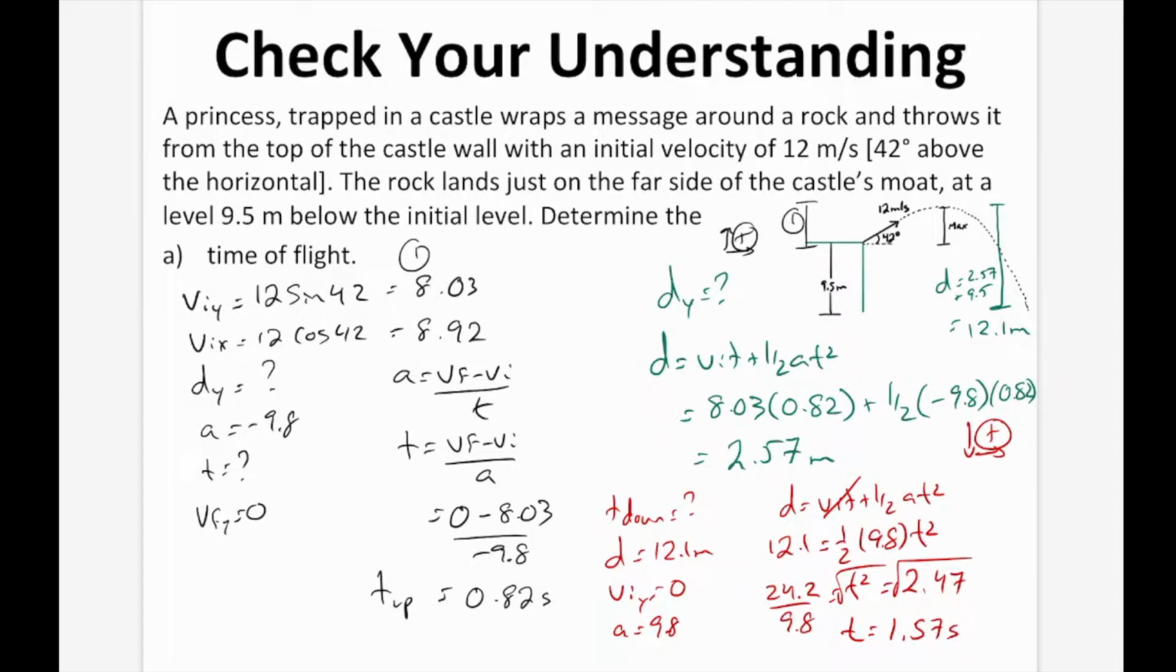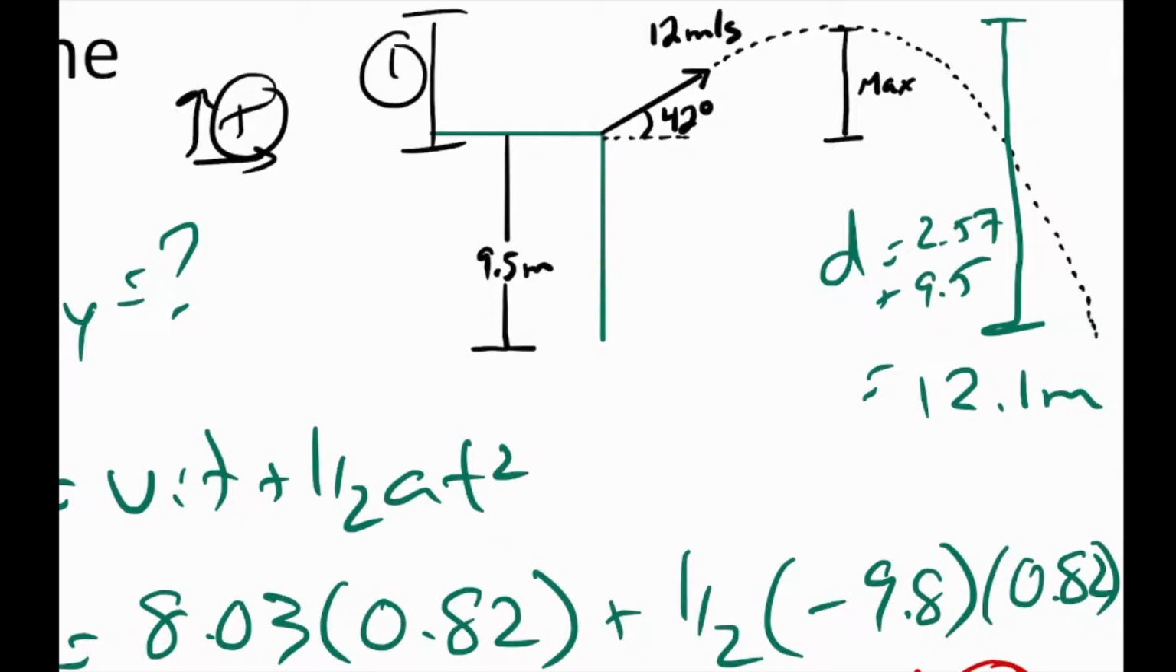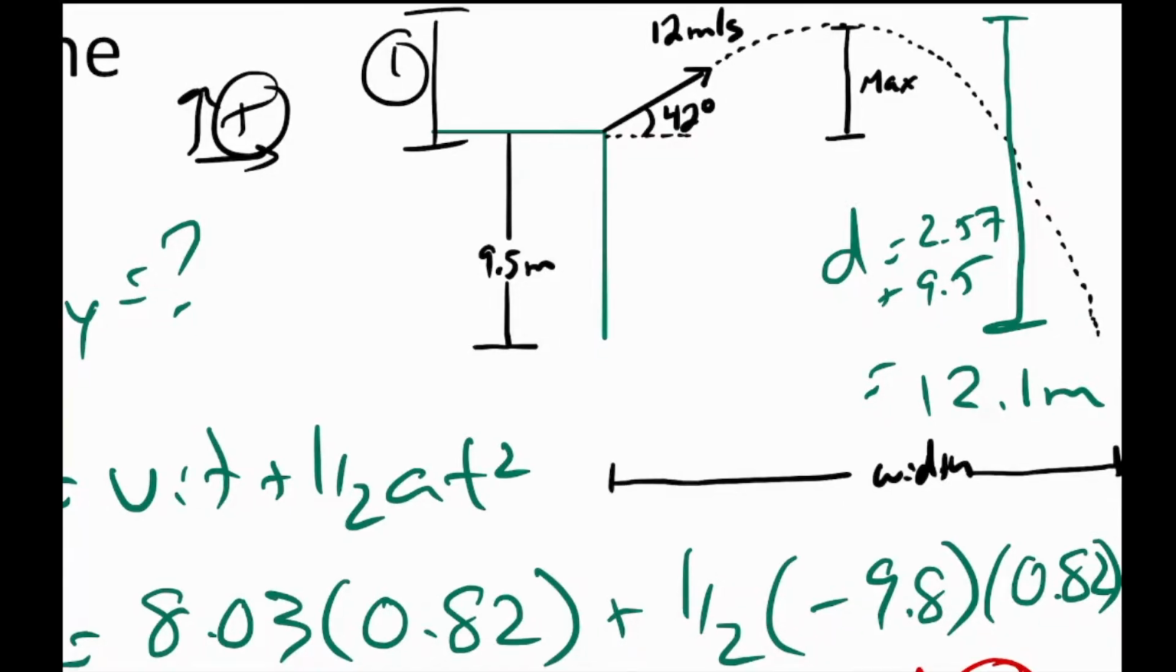So now we need to know the total time. So total time, let's do it over here. So t total is going to equal the 1.57 that we just figured out, plus the time to get up, which was 0.82, which is equal to 2.4 seconds. And that's our total time of flight. B, the width of the moat. That's just the same way of saying the range. So if we go back to our initial picture here, the width of the moat would be right here, because the rock lands just on the other side. So that would be width right there.